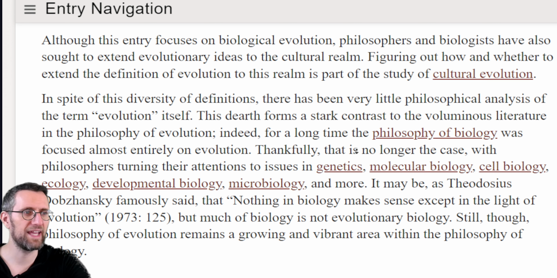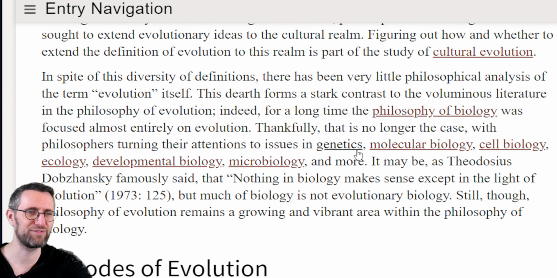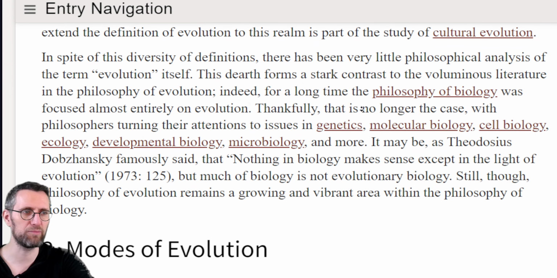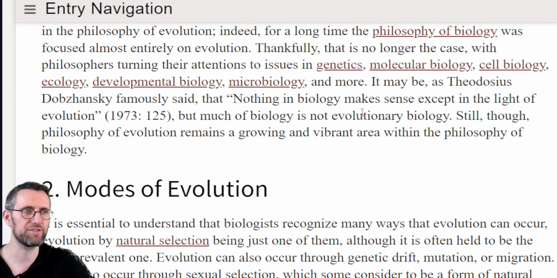It may be that Theodosius Dobzhansky famously said that nothing in biology makes sense except in light of evolution. But much of biology is not evolutionary biology. Still, though, philosophy of evolution remains a vibrant area within the philosophy of biology. Philosophy of evolution, I have to look into that too.